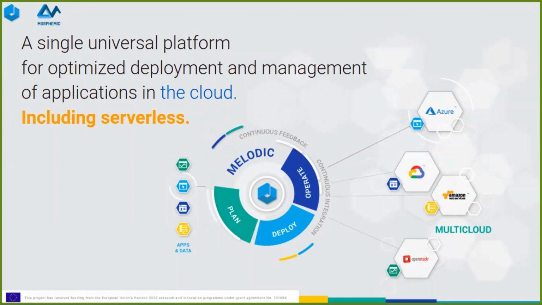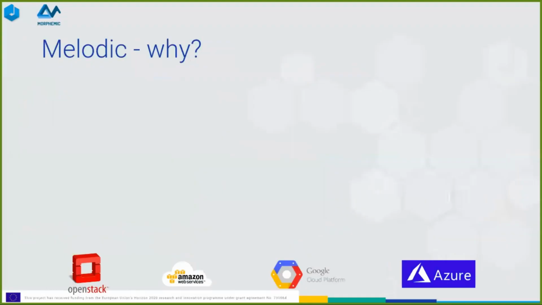We can deploy applications automatically to this multi-cloud environment in an optimized way. So we can select the best cloud provider, the best resources, and properly scale up the application. An application can be deployed on virtual machines, containers, and also serverless components in one transparent way. As I said, Melodic is fully open source and can be downloaded from OW2.